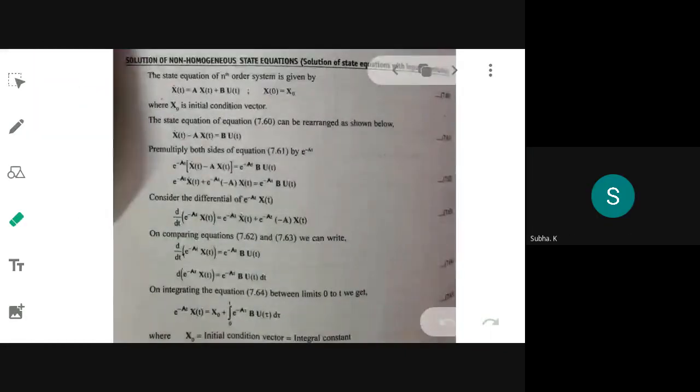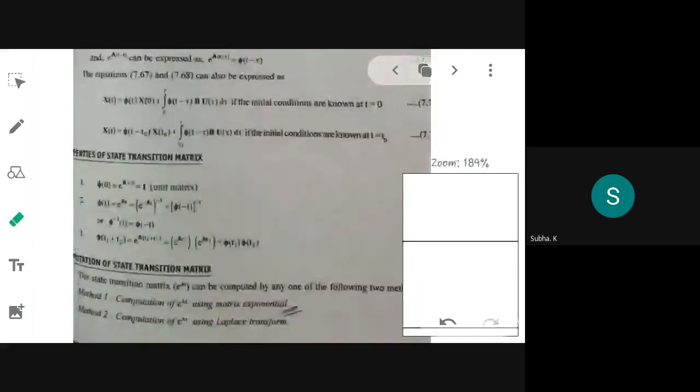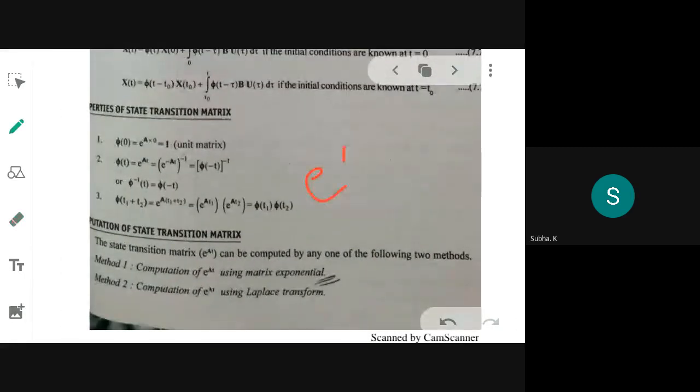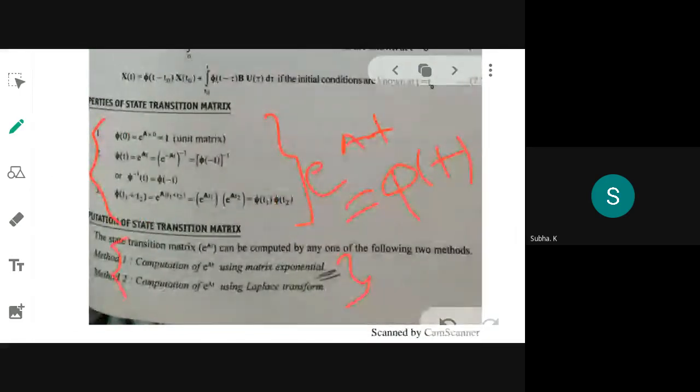Okay, in short, e power At is the state transition matrix, which can also be represented as phi of t. So e power At or phi of t is your state transition matrix. You are able to see the markings that I am making. Then, properties, make a note. It may be asked either in a 2 mark question or MCQs. Then the two methods are computation of e power At by using the matrix exponential and using the Laplace transform. So there are two formulae that you have to remember.